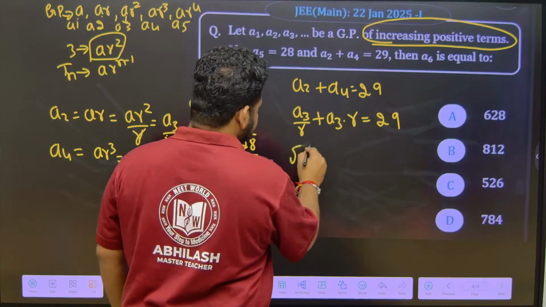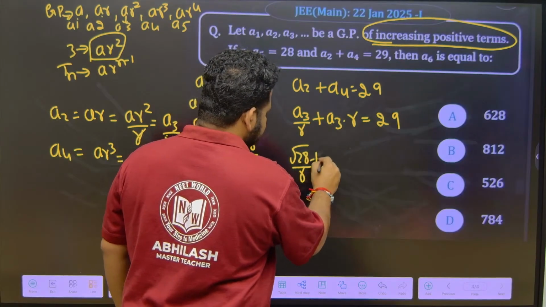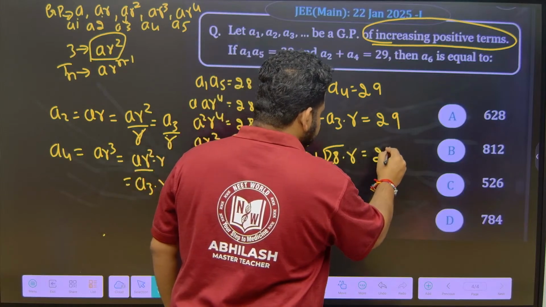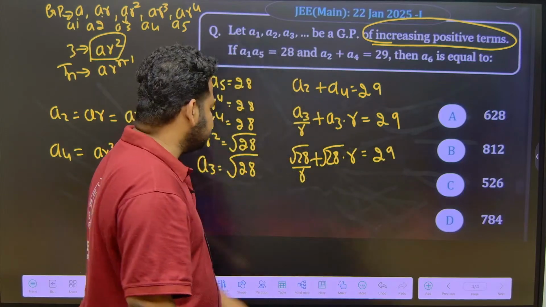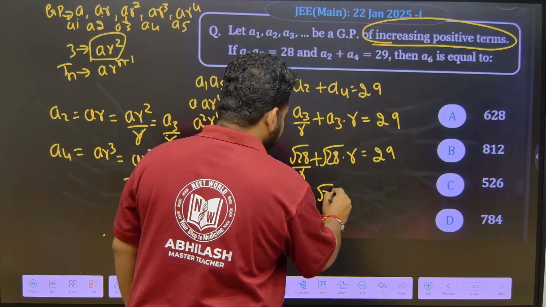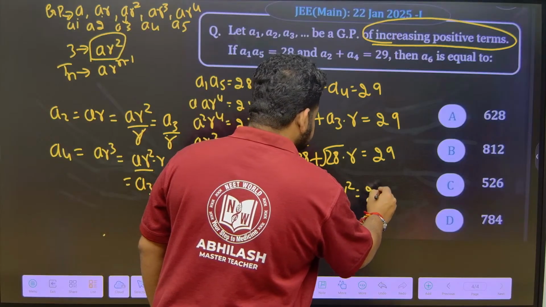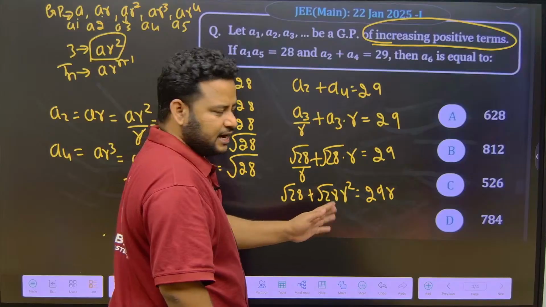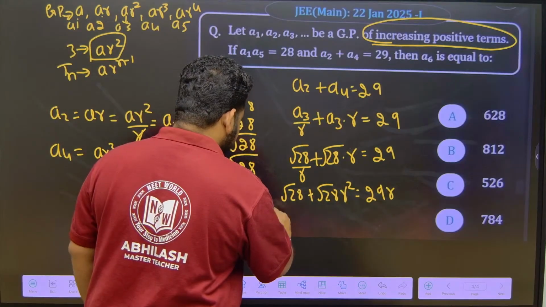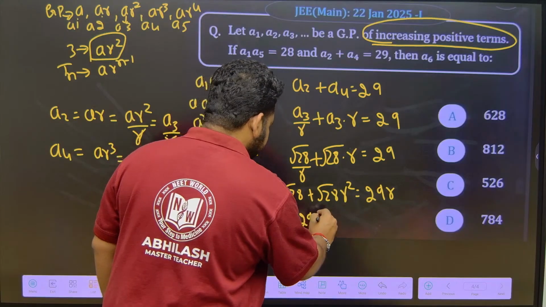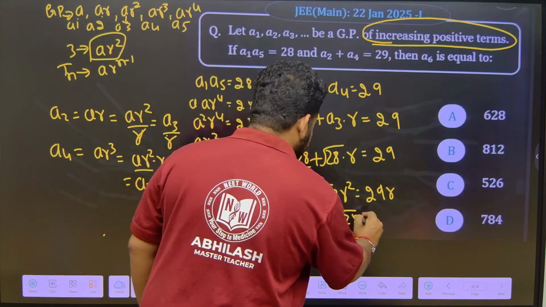Square root of 28. Square root of 28 by R plus square root of 28 into R is equal to 29. This is what I have. Now let us take the LCM. This will give us square root of 28 plus square root of 28 into R squared is equal to 29R. This is a quadratic equation in R. So this will become square root of 28 R squared minus 29R plus square root of 28 is equal to 0.